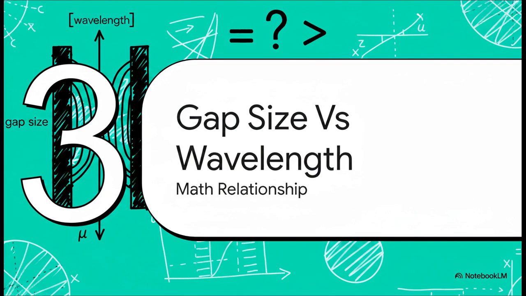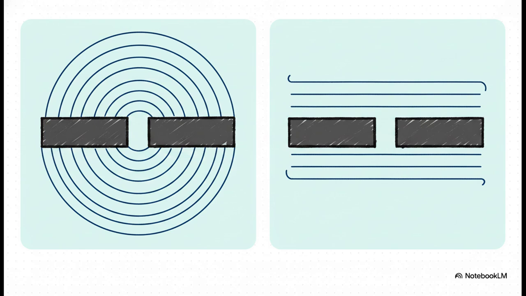Time for the mathematical relationship. Now, what's really fascinating here is the mathematical ratio between the gap size, which we refer to as d in physics, and the wave itself. To get maximum diffraction, meaning the absolute greatest spreading effect, your gap size must be approximately equal to your wavelength. We write this as d is approximately equal to lambda.